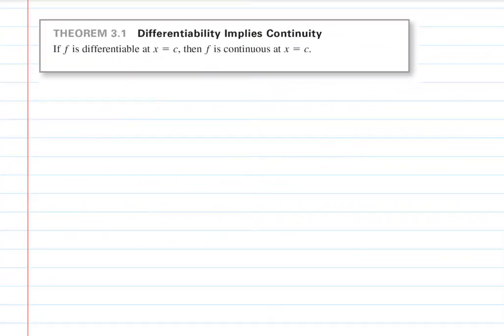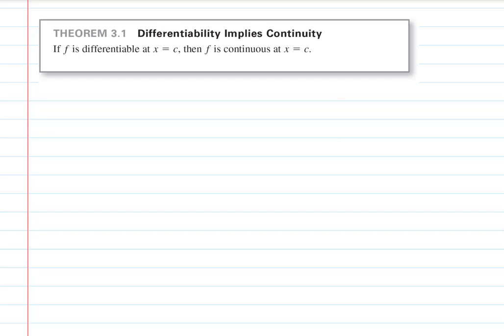One of the nice results about the derivative is this nice theorem here, very important: differentiability implies continuity. So the important thing to notice about this theorem is the direction of this proposition. Notice the if, the condition, and the result. If f is differentiable at some point c, then f is continuous at that point c. So then notice how differentiability implies continuity.